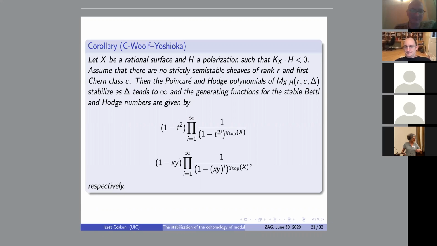So maybe I missed something. Do you really mean that for an arbitrary surface, it should only depend on its topological Euler characteristic? Oh, you're asking whether it should only depend on the topological Euler characteristic? No, that's not what I'm saying. Okay, that makes sense. The point is that this thing simplifies for rational surfaces because you don't have b1 and b3 and things like this. You can simplify the expression a little bit.